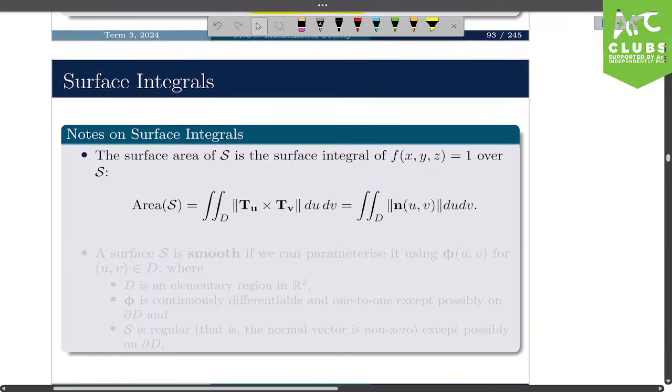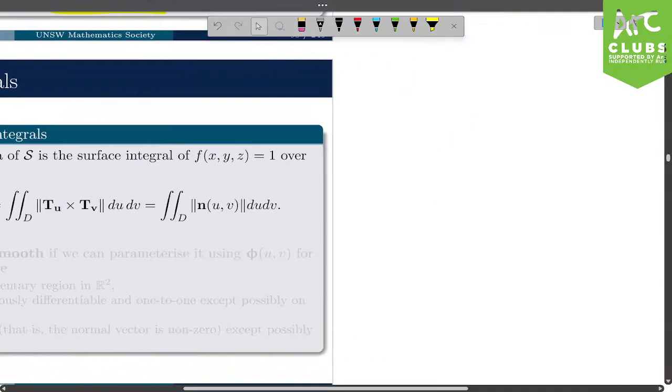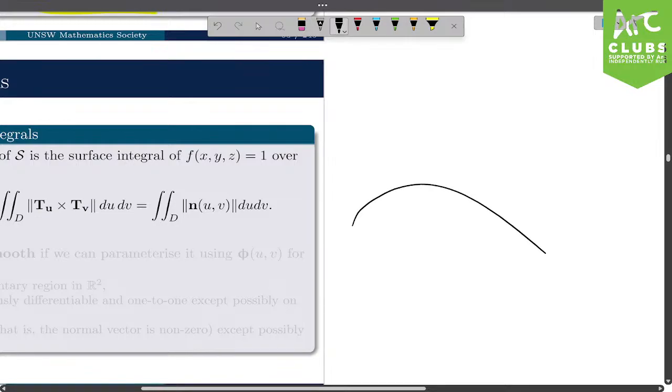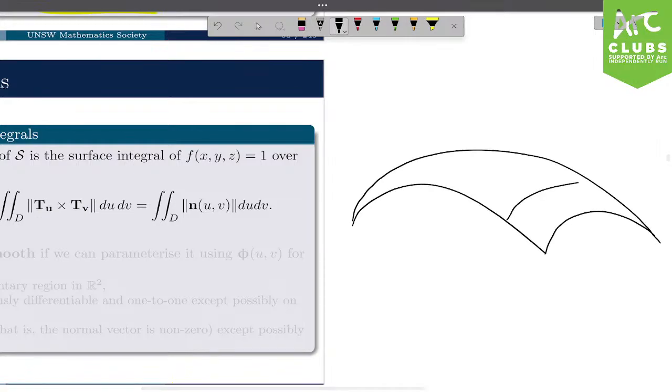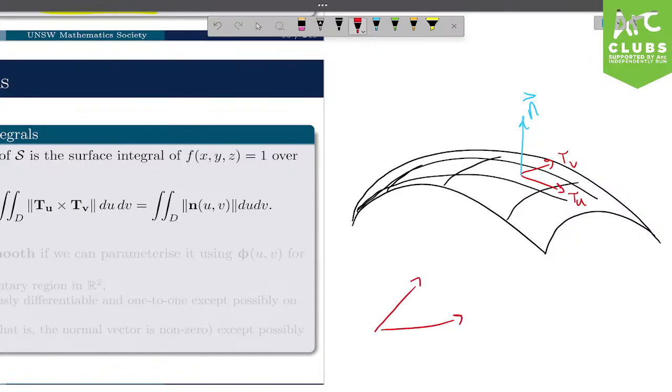So we can compute areas of surfaces using this stuff, and I'll show you why this works. If we draw a surface in R3, something like this, with tangent vectors like that, say this is TU, TV, and then we've got a normal vector here. When you compute the cross product of two vectors, say this is TV and TU, the magnitude of this gives you, geometrically, the area.